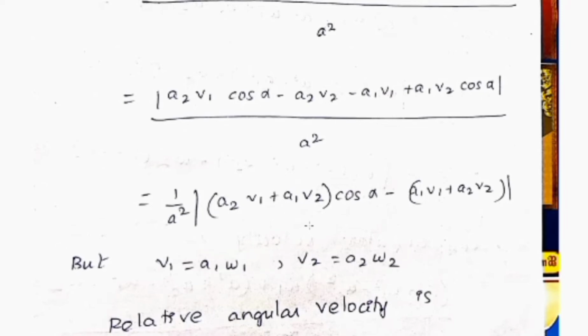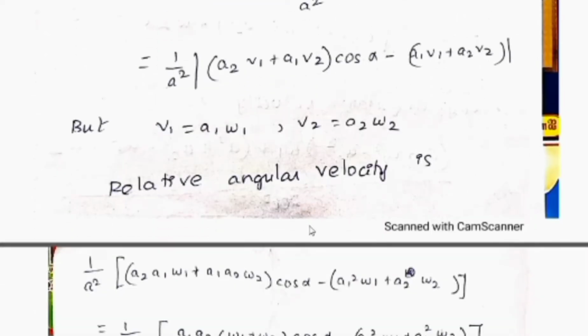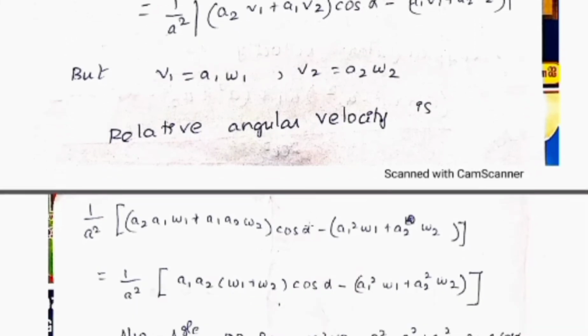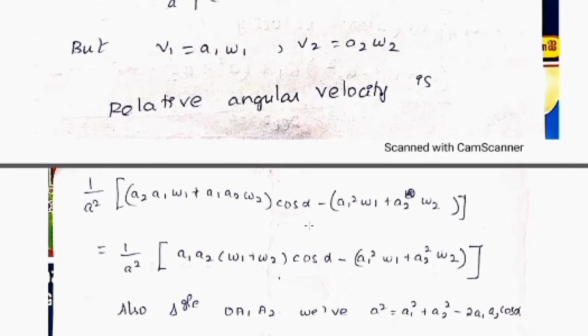So for the angular velocity, instead of v1 and v2 simply substitute a1 ω1 and a2 ω2. So a2 into a1 ω1 plus a1 into a2 ω2, times cos alpha. Substitute the values in place of v1 and v2 here. So a1 a2 (ω1 plus ω2) cos alpha over a squared, taking a1 a2 common.